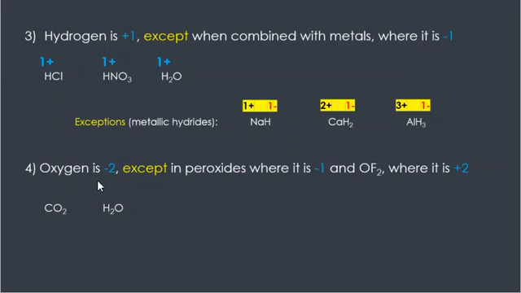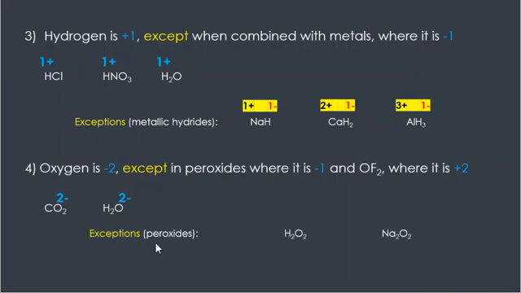The next guideline focuses on oxygen, which has an oxidation state of -2, except for in the instance that there's a peroxide present. Now, remember, peroxide is a polyatomic ion, and its oxidation state is -1. In OF2, in this molecule, oxygen is going to be +2. All right, so let's take a look at these first two examples, carbon dioxide and water. In both instances, oxygen has an oxidation number of -2, and it's because it's more electronegative than the elements it's bonded to.